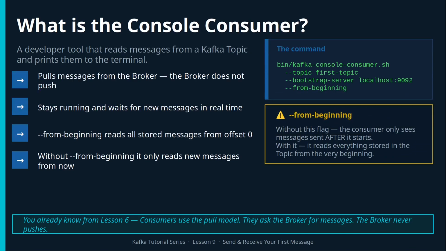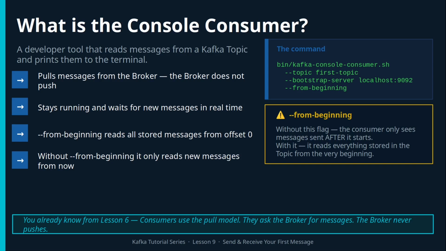The console consumer is the other side of the same idea. In Lesson 6, you learned that a consumer pulls messages from a broker. It asks the broker, give me the next message. The broker does not push. The console consumer does exactly this. It connects to the broker, pulls messages from a topic, and prints them to the terminal. It stays running after you start it, waiting in real time for new messages to arrive.